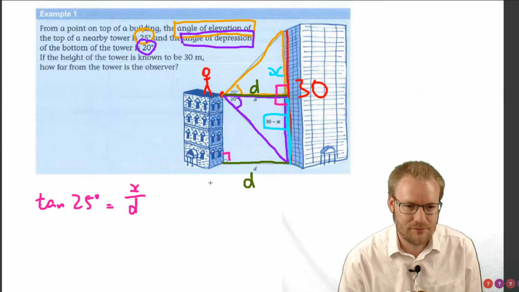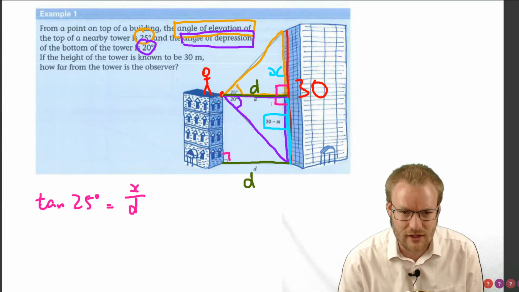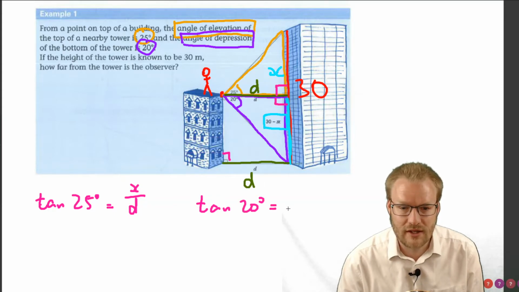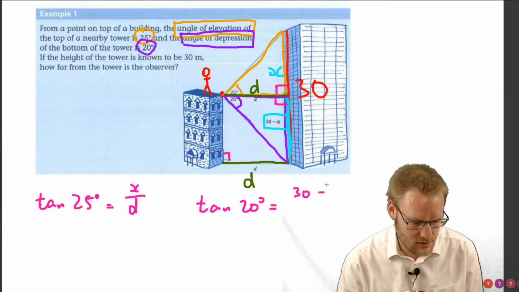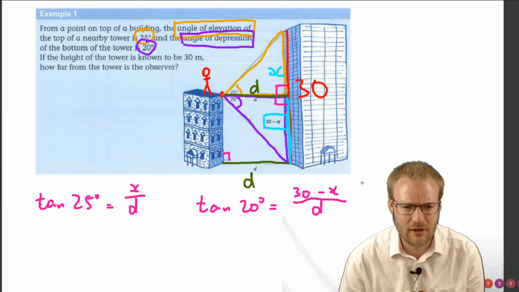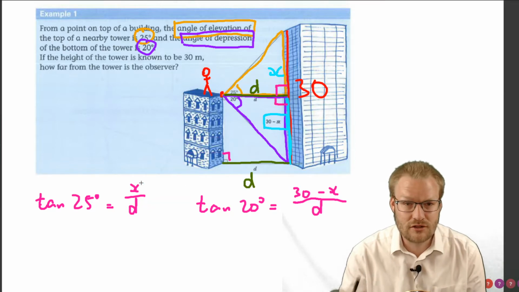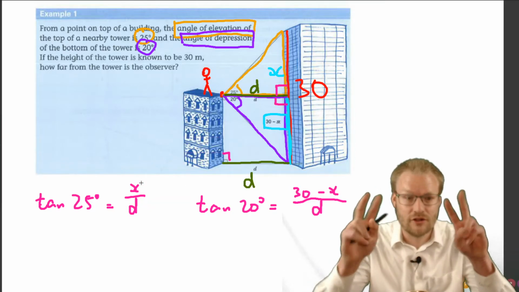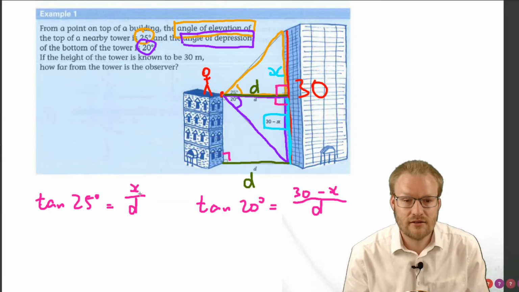which is d. Okay, now in this bottom triangle, we've got 20 degrees, right angle triangle, opposite and adjacent. So tan of 20 degrees equals opposite over adjacent. So opposite over, that's a great line, over adjacent. Okay, there we go. Two equations and two unknowns, x and d.